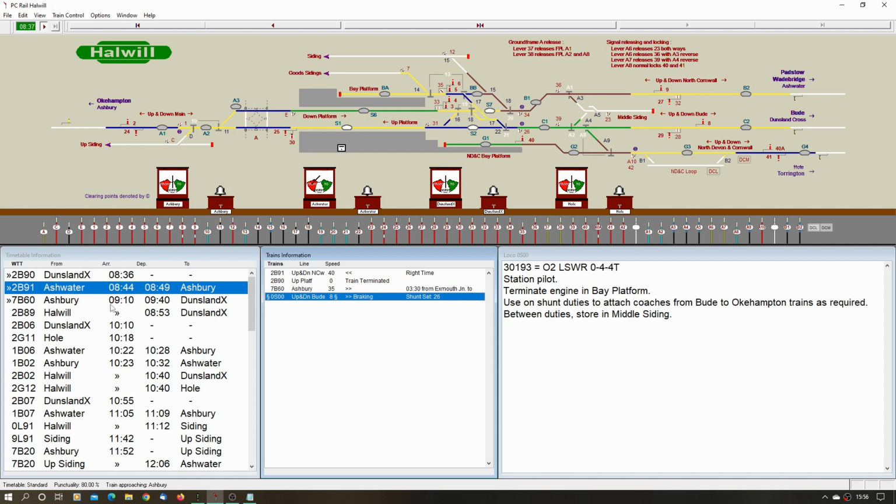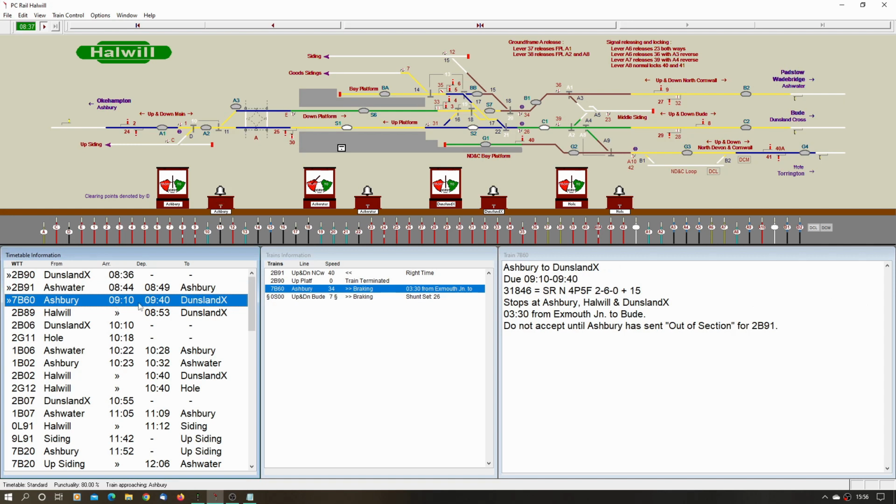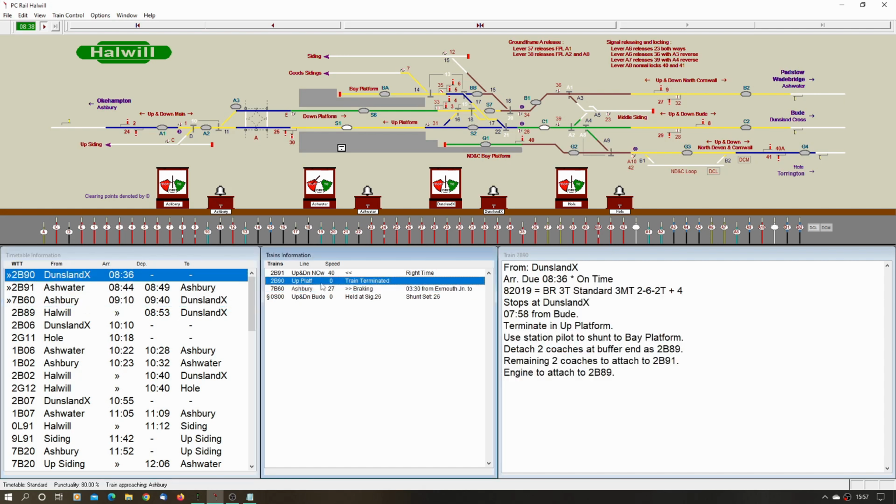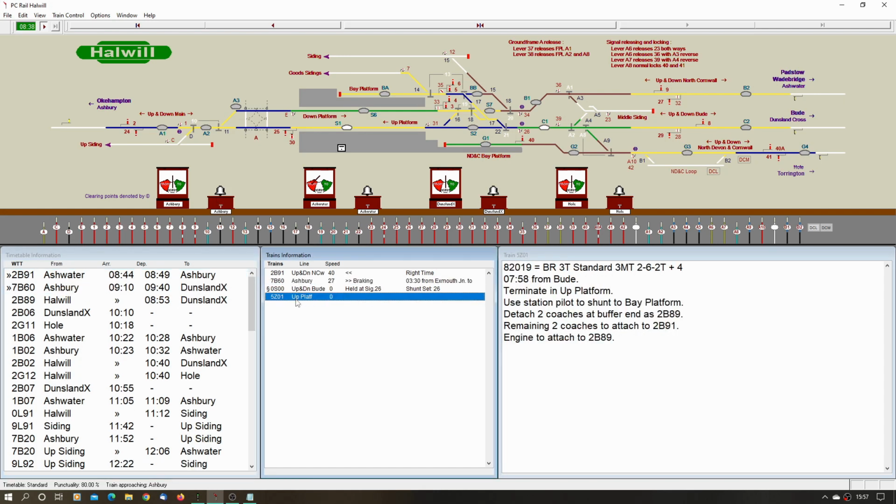If you do accept that, obviously this doesn't arrive till 9:10. Your passenger's supposed to be away at 8:49. He won't be able to leave till 9:11, 9:12, so you put 12-13 minutes in that. Not the end of the world, but right, that one's still terminated. Oh, it's now changed to 5Z01.